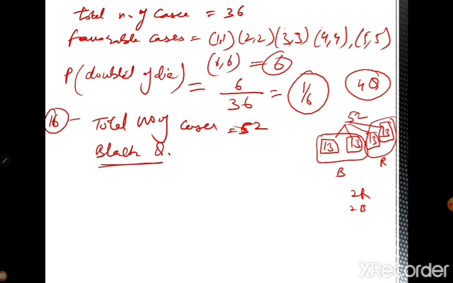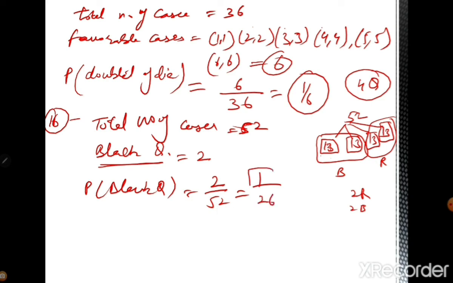So we have to find the black queen. So the number of favorable cases is 2. There are 4 queens, 2 are black, 2 are red. Black means what? Spade and club. So spade and club is 2 black queens. So total favorable cases 2. So P of black queen is favorable cases upon total number of cases, that is 1 by 26. So this is your probability.